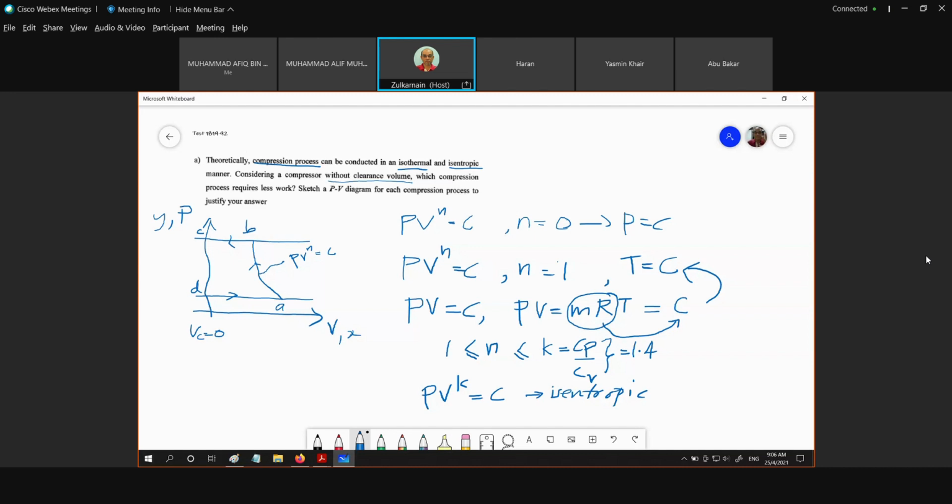Saya nak jawab soalan ni. Dia nak tanya which one is the process requires less work. Yang kita faham, the area of A, B, C, D, A represent the power required. Itu yang kita faham, itu yang kita belajar. The work required is from the area of A, B, C, D, A. Now kita nak lukiskan line untuk PV power of 1 equal to constant. Where do I sketch it?